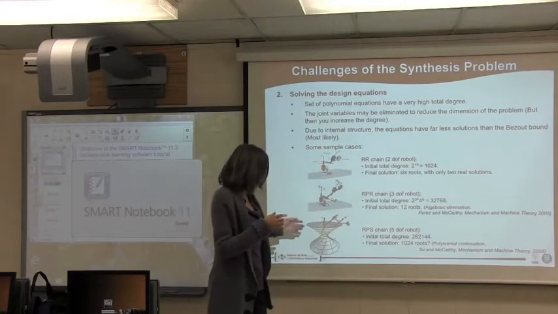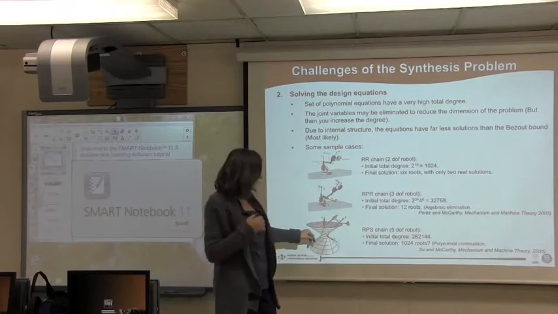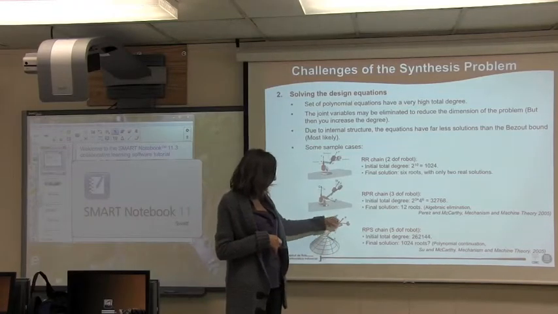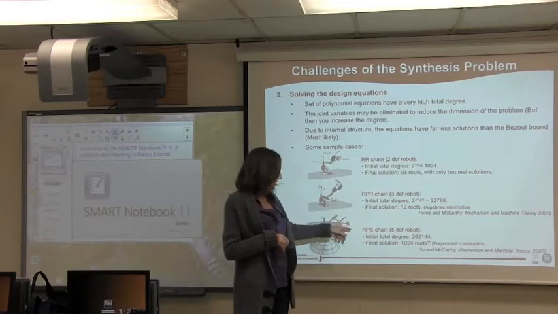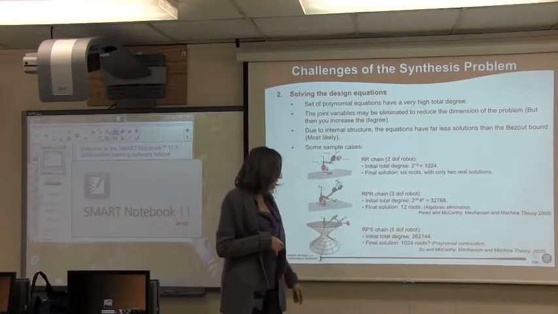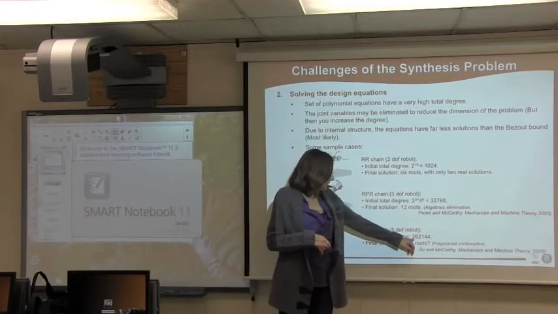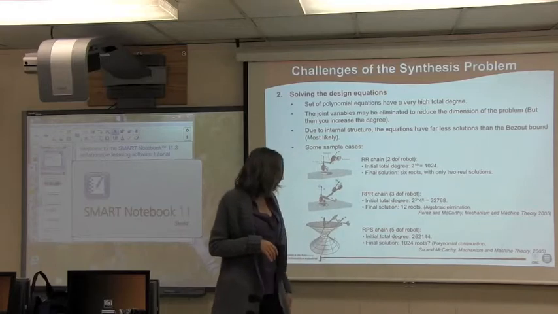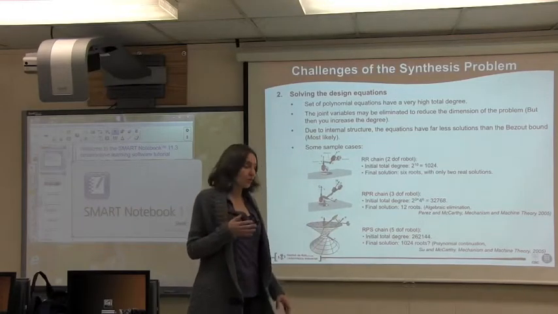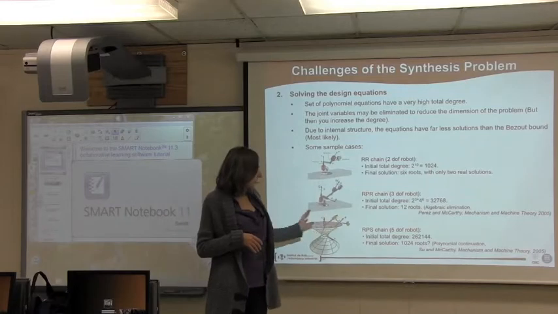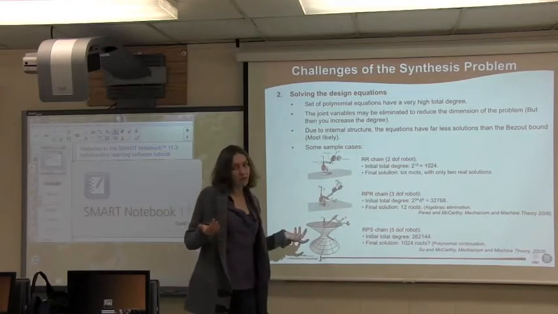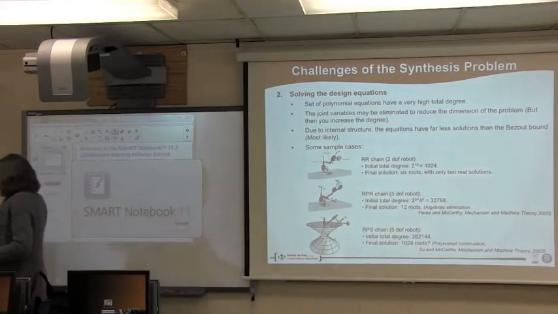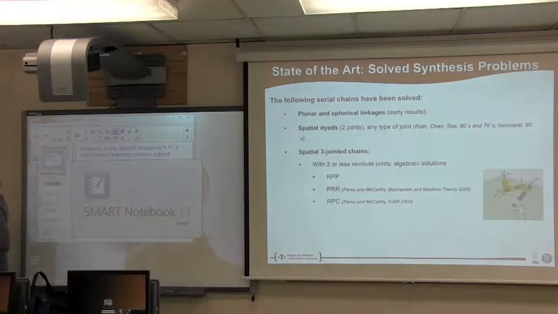But it's not always complexity in the middle. These systems, when you start adding more joints, become really complex. For instance, these are revolute, prismatic, and then a spherical wrist joint at the wrist. It's a 5 degree of freedom robot. Well, the initial total degree is 200,000 and something, so it's big, but some people have been able to find 1,000 solutions, so 1,000 different RPS chains that can go through however many positions you define. So these are the ones that I was telling you have been solved already, and they are really small.